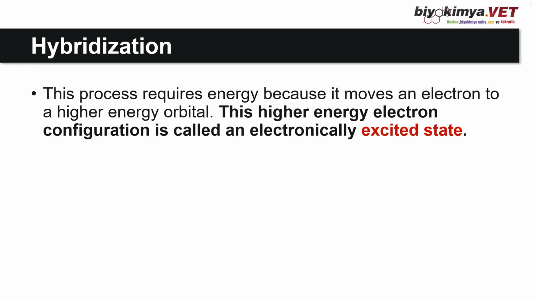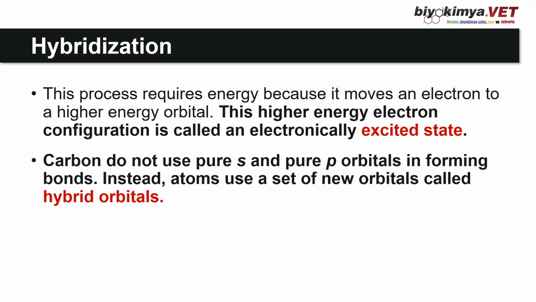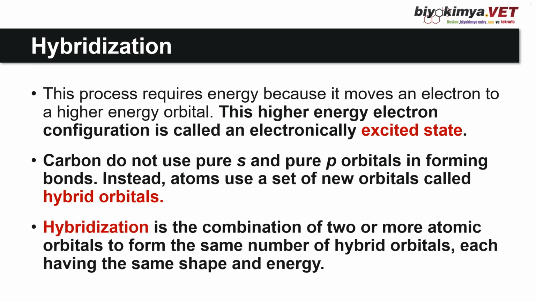This process requires energy because it moves an electron to a higher energy orbital. This higher energy electron configuration is called an electronically excited state. Carbon does not use pure s and pure p orbitals in forming bonds. Instead, atoms use a set of new orbitals called hybrid orbitals. Hybridization is the combination of two or more atomic orbitals to form the same number of hybrid orbitals, each having the same shape and energy.